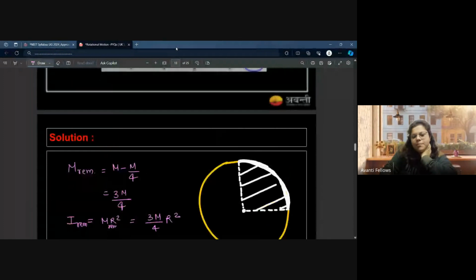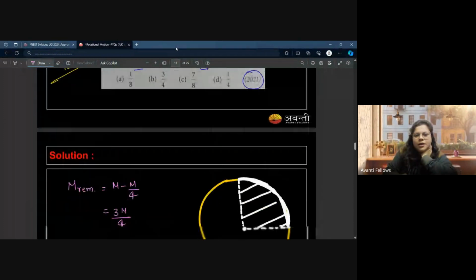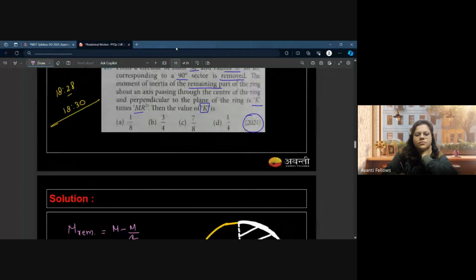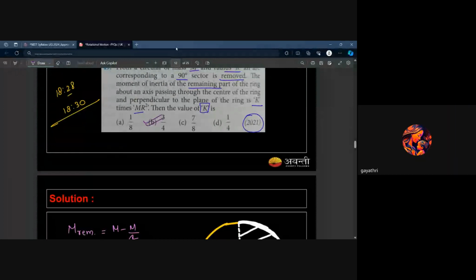Now they say compare this thing with k times mr square. So if I'm comparing it with k times mr square, I think you got the idea. The next thing is we're going to compare them, and we can write k is equal to 3 by 4. It is your option B. Right? It is your option B. Cool.